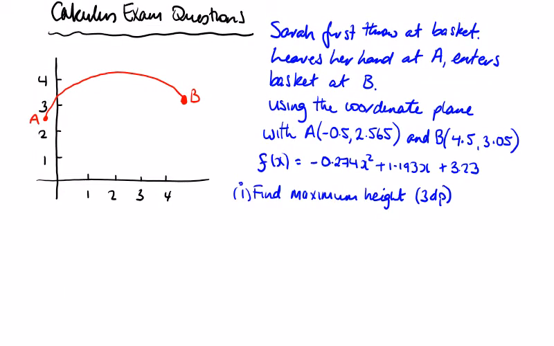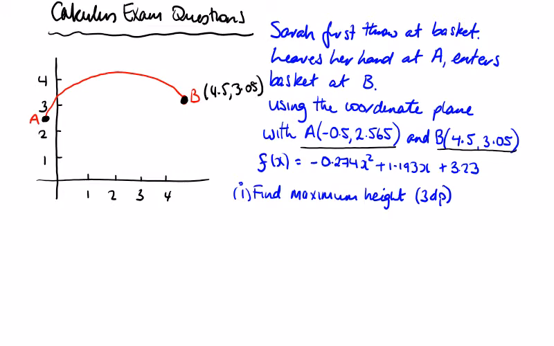In this video, we're going to look at some more calculus exam questions. Sarah threw the ball at a basket, so it's a basketball question, leaving at A here and landing at B in the net. Using the coordinate plane, A is (-0.5, 2.565) and B is (4.5, 3.05). Just put that beside B.